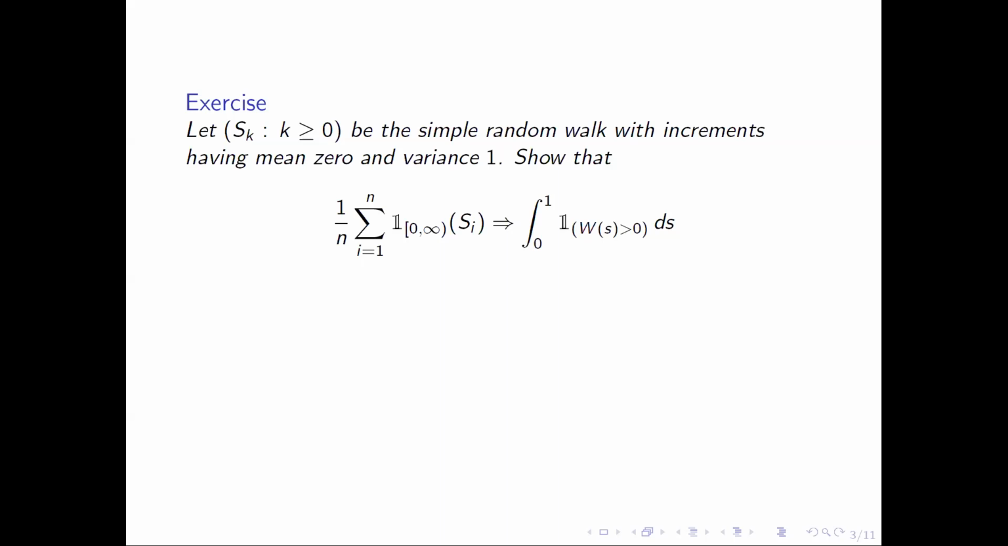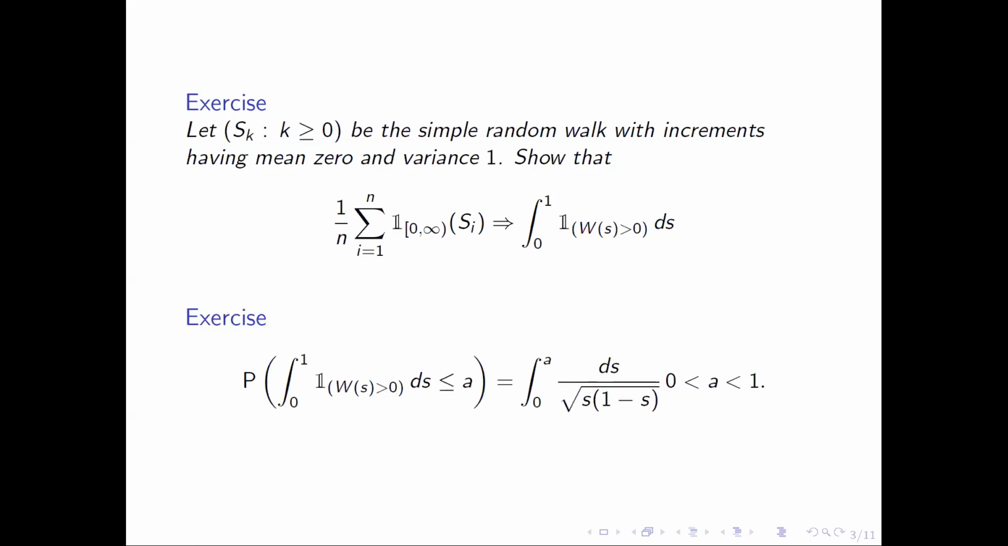So this is simply the Lebesgue measure of the points where the Brownian motion is positive. And we want to show specifically that this limiting random variable has an arc sine law. The density of the arc sine law looks like this: it's 1 over pi times the square root of s times 1 minus s whenever s is between 0 and 1, and otherwise it's 0.